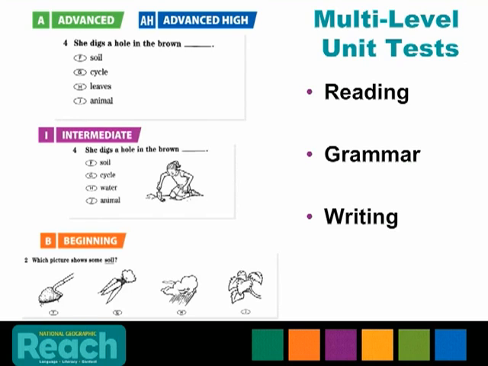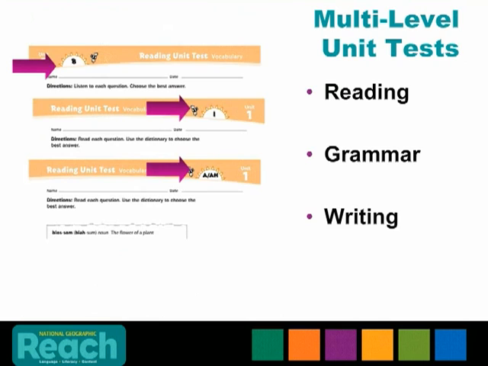Notice that the lower the language proficiency, the more pictorial support that's provided. You can see on these reading unit tests that the beginning, intermediate, advanced, and advanced high levels are indicated at the top of each test form in the assessment handbook. So don't be alarmed when you open your assessment handbook and see how many pages there are. All of the differentiation has been done for you to save you time and ensure your student success.